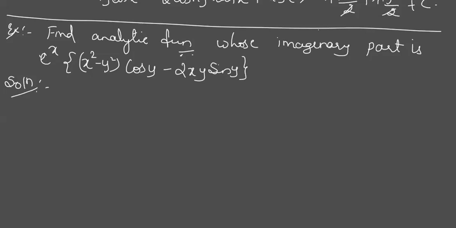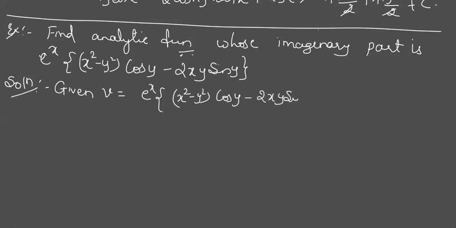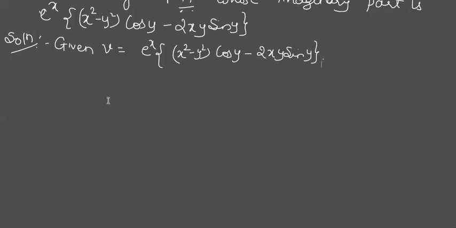U, V, f of z. This is V. Right. Given V equal to e raised to x into bracket x square minus y square into cos y minus 2xy sin y. What can we do with this V then? Partial differentiation, we can find Vx and Vy.